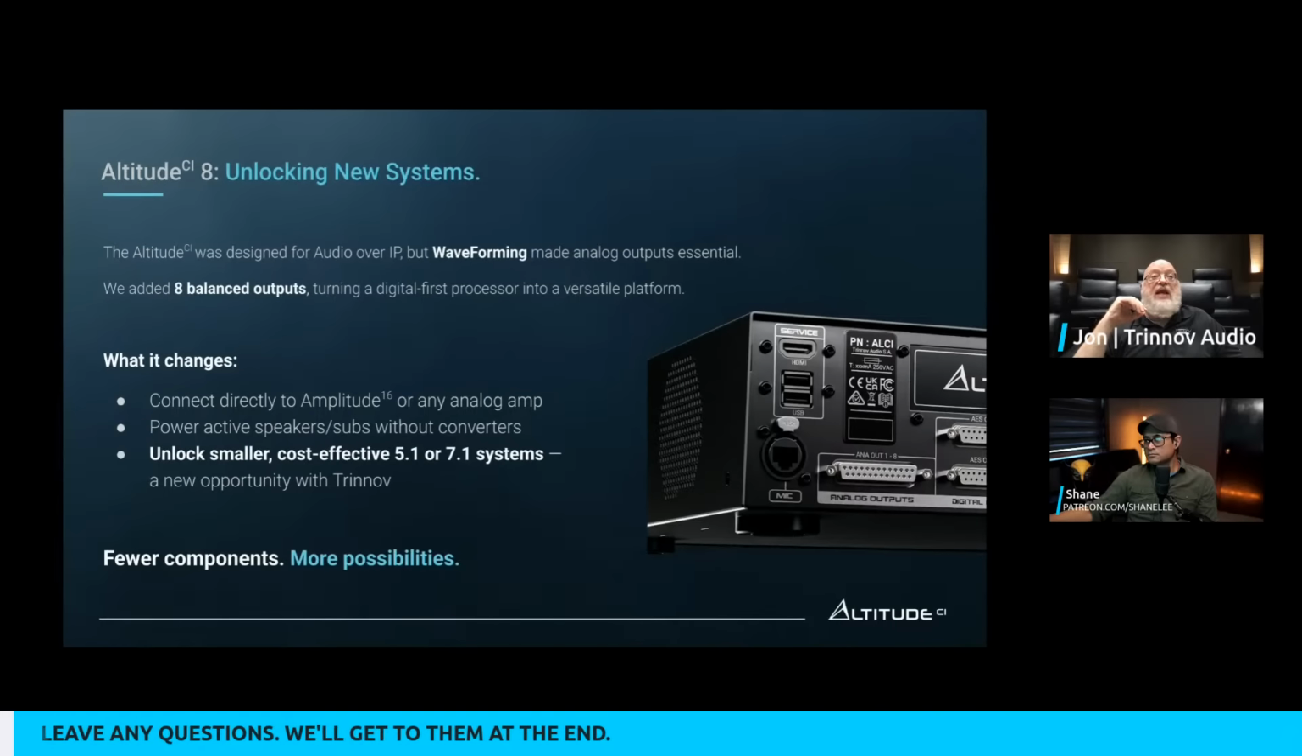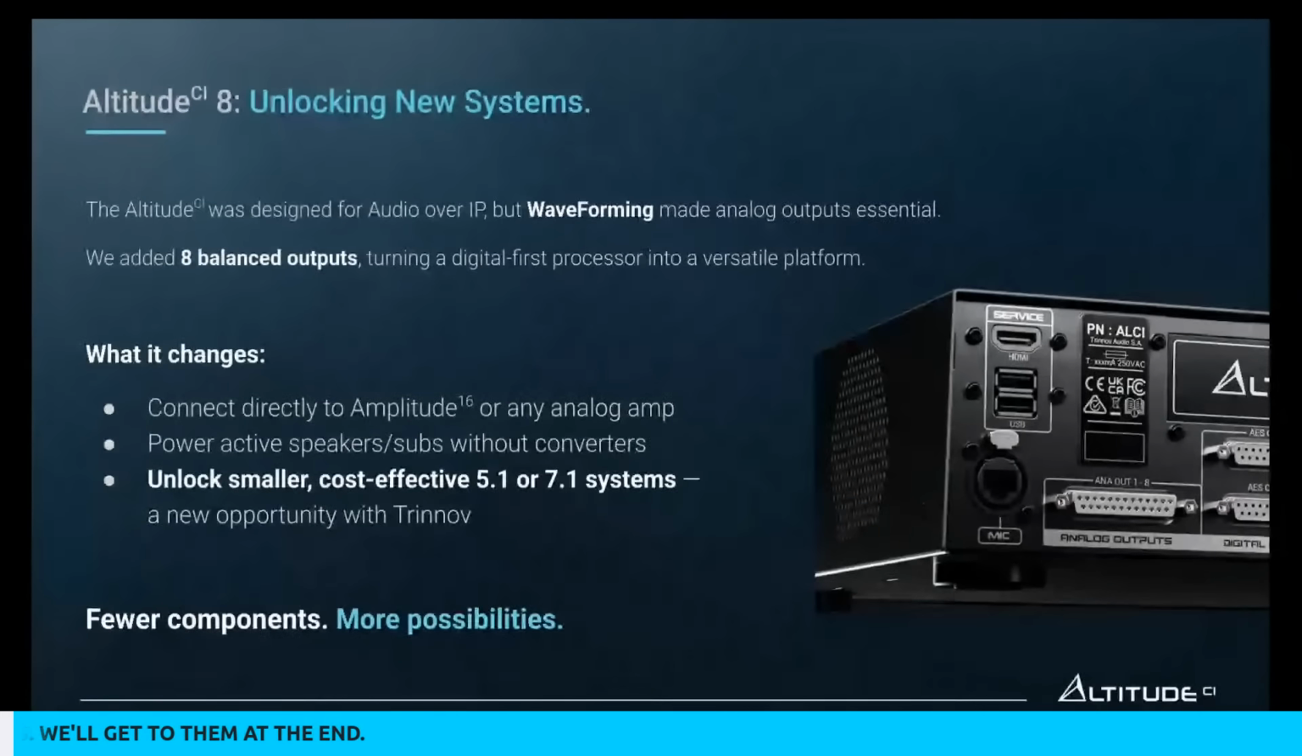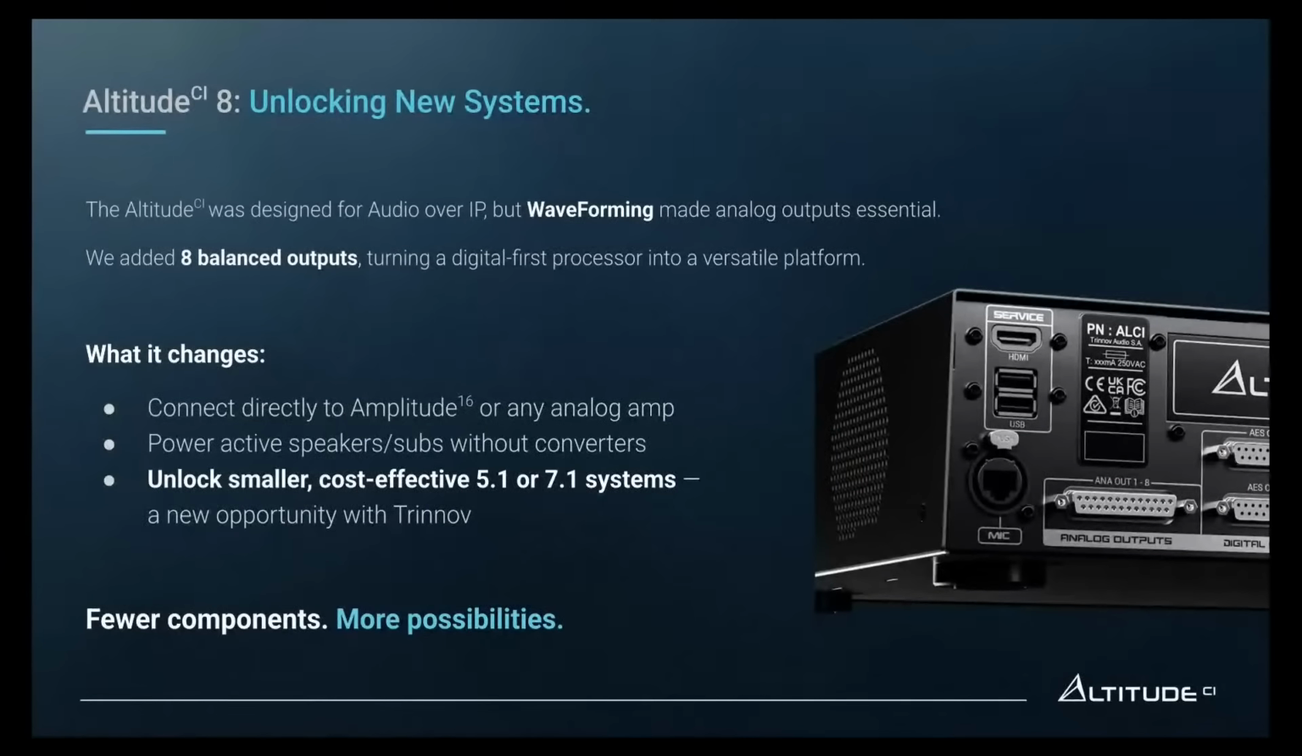Because we gave you 8 analog, balanced analog output channels, we can now do a 5.1 or a 7.1 system or a 5.1.2 system, or anything up to 8 channels, for less money than we've ever been able to offer before. So it's great for smaller living room or media room systems that might be 7.1 or 5.1.2 or whatever, and it's a tremendous value.